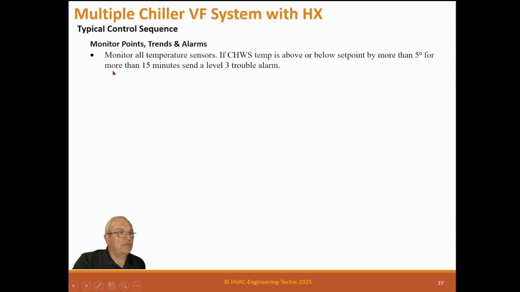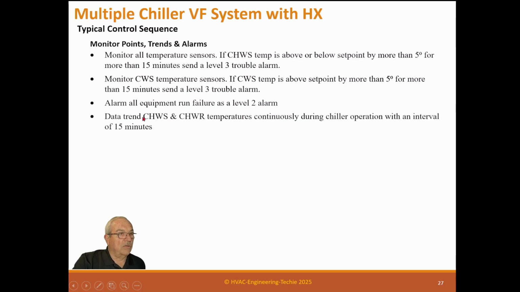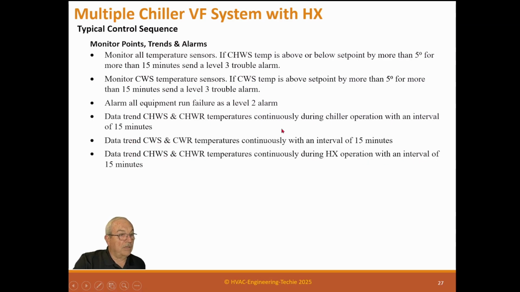The monitor points is all temperature sensors. If chill water supply temperature is above or below 5 degrees for 15 minutes, then trouble 3 alarm. Condenser water temperature is greater than 5 degrees for more than 50 minutes, then trouble 3 alarm. Alarm all equipment run failures or level 2 alarm. Data trend chill water supply, chill water return continuously at 15-minute interval. Data trend condenser water and condenser water return temperatures at a 15-minute interval.